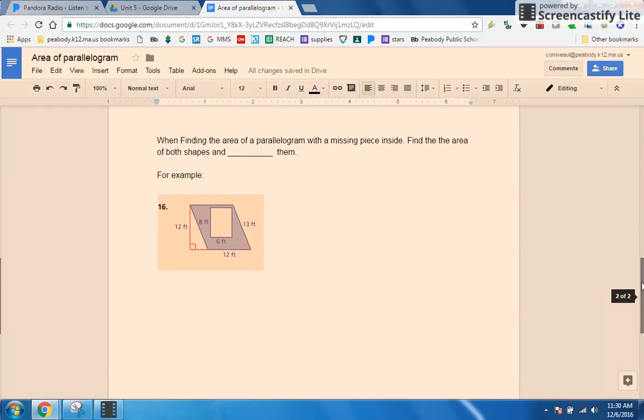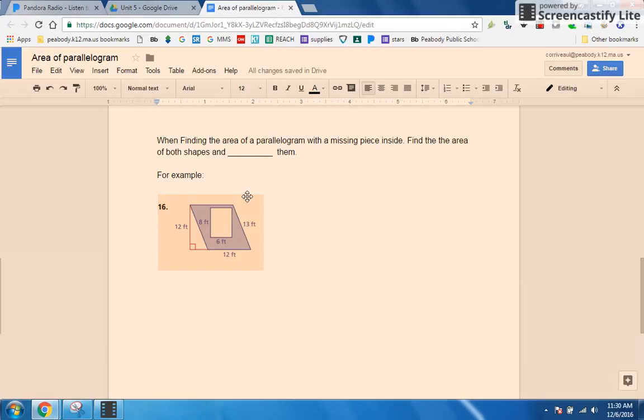The last part for this section, which is a really small section, is finding the area of the shaded part of a parallelogram. What that means is, for this one, you have this purple parallelogram, and then you have a white rectangle inside of it. They want us to find the area of the shaded blue part, so everything but the rectangle.